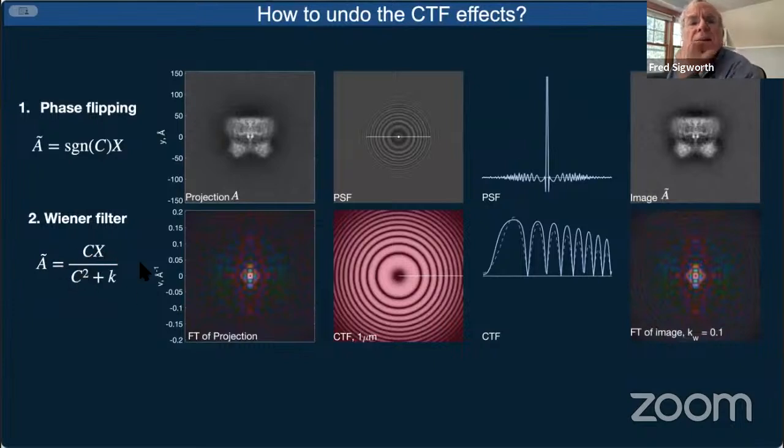Now, what does that do? Well, what it does is it converts the CTF into something that's a little bit broader. It still has zeros, but the zeros aren't as deep. And you get an even better looking reconstruction if you operate, in effect, by this CTF. You get a better looking image.